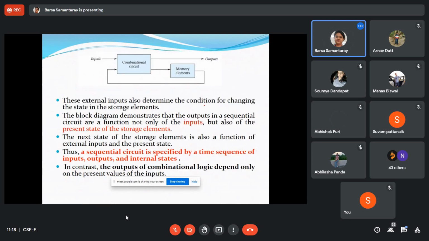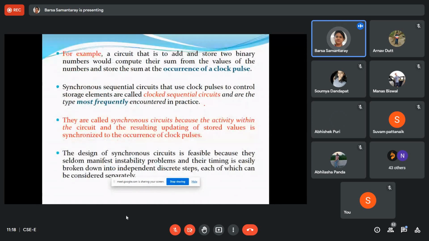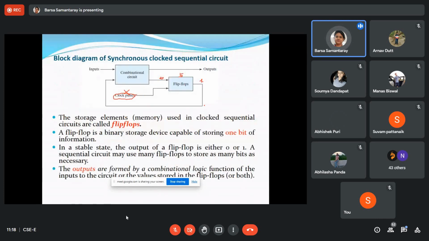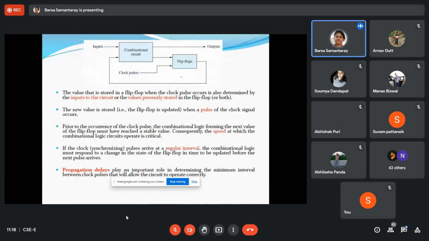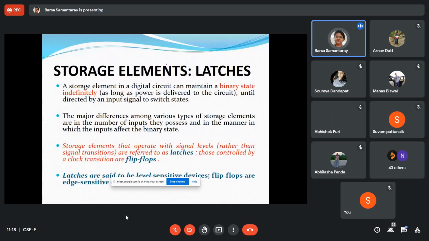So both differences are there, and basically the difference is based on the clock signal. So what is clock signal? This is the clock pulse. When the clock pulse is applied to the memory element, that one is known as sequential, and the example is flip-flop. And when the clock pulse is not applied, or if only a level triggered clock pulse is applied, then that type of memory element we call latches. Okay. And last class we discussed the latches.